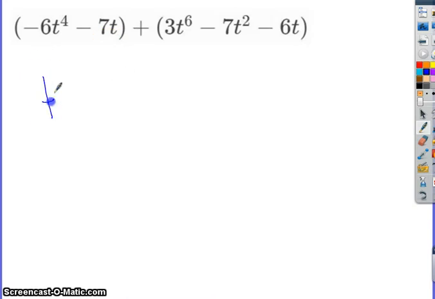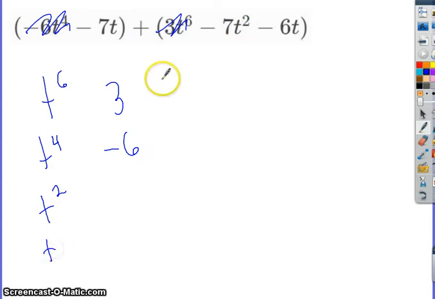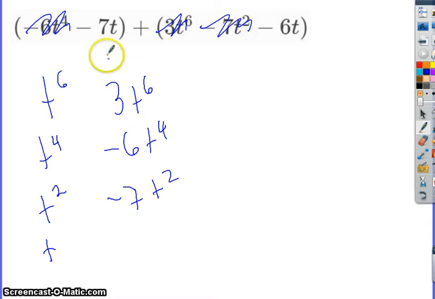So let's see, t to the 6th, t to the 4th, and t. 3 t to the 6's, negative 6 t to the 4ths. Well, I forgot my t squared, though. I just didn't notice that one there, and t. So there's 3 t to the 6's here, and nothing to add to it. Negative 6 t to the 4ths. T squares, there's only negative 7 t squares, and the only thing I need to add together are the t's. Negative 7 of them here, and negative 6 of them here. Negative 7 and negative 6, and that takes care of everything.